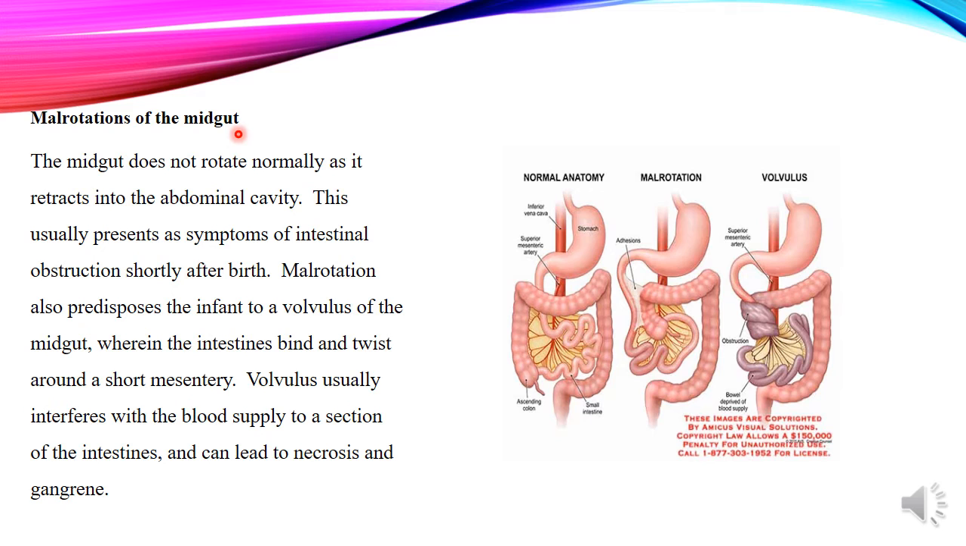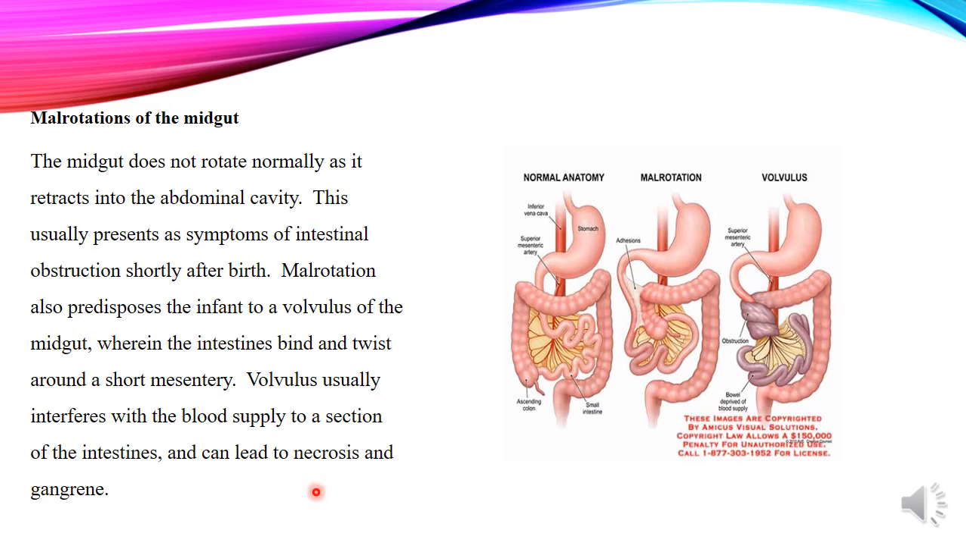Malrotation of the midgut. Here, the midgut does not rotate normally as it retracts into the abdominal cavity. It presents as symptoms of intestinal obstruction shortly after birth. This malrotation also predisposes the infant to volvulus of the midgut, wherein the intestines bind and twist around a short mesentery. So this volvulus usually interferes with the blood supply to a section of the intestine.